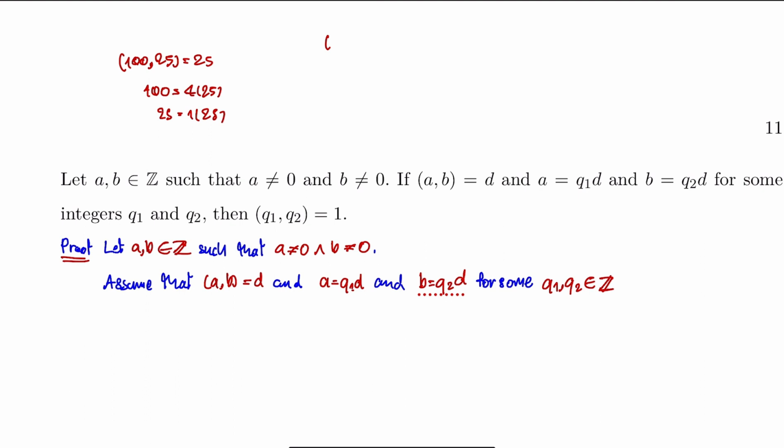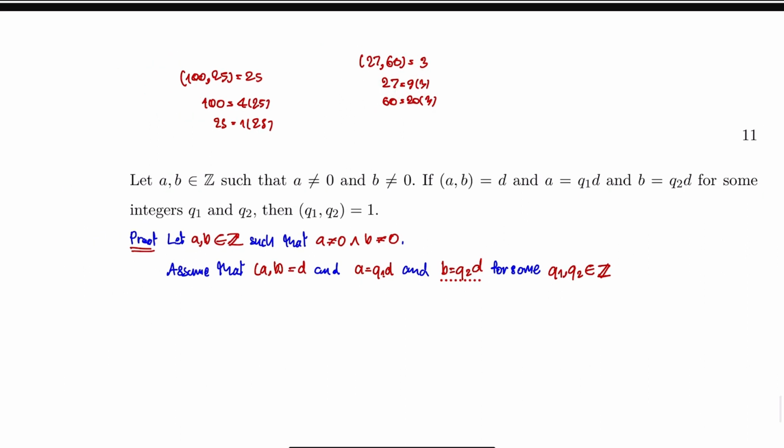Another one is, suppose that we have 27 and 60. What is the greatest common divisor? The greatest common divisor is 3, right? So we have 27, which is 9 times 3, and 60 equals 20 times 3. As you can see, the quotients of these two numbers have the greatest common divisor of just 1.